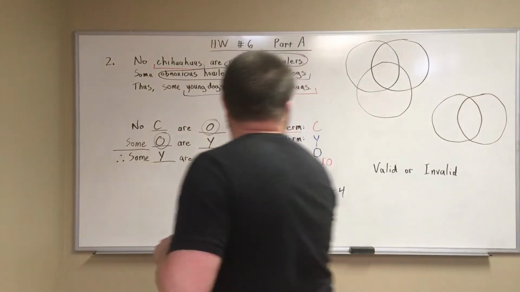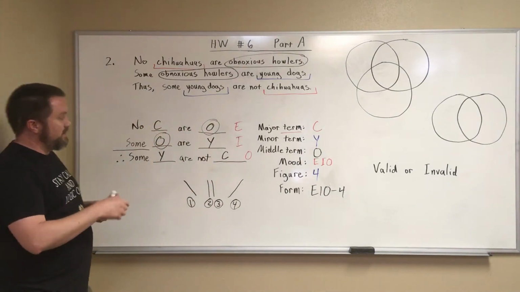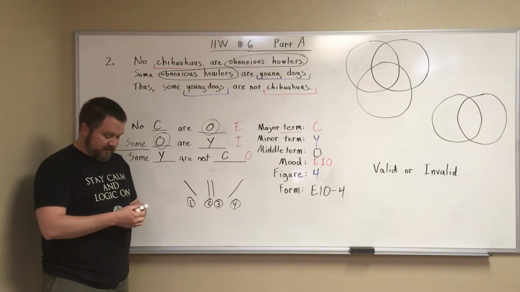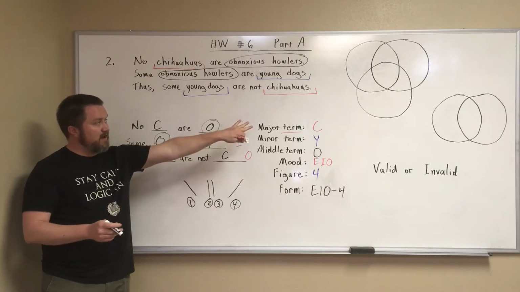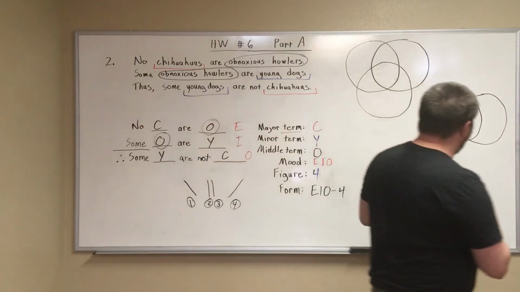Okay, number 2, let's go ahead and test this for validity since we have all the terms identified and we have it in standard form. So let's identify first our 3-circle Venn diagram, then our 2-circle conclusion Venn diagram.